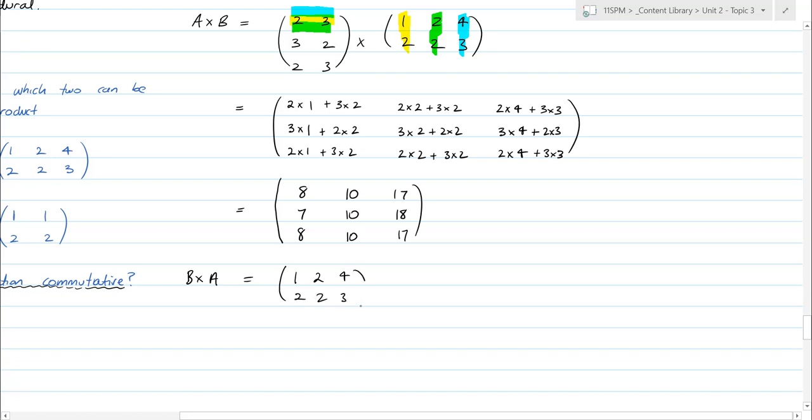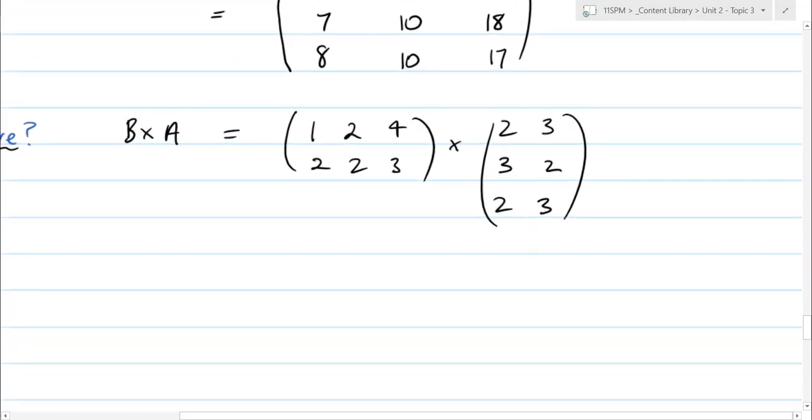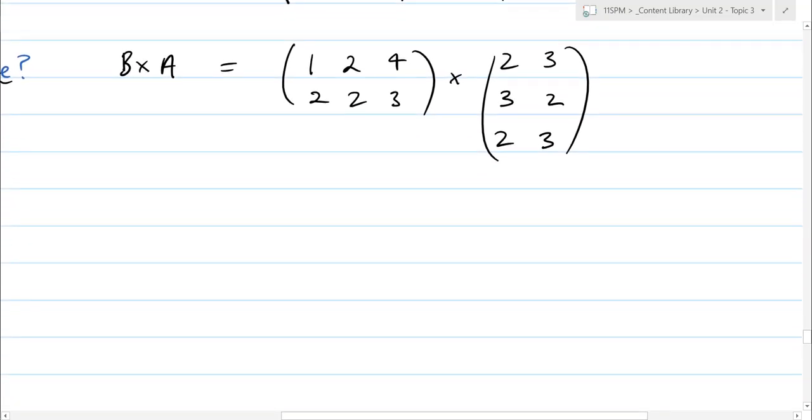Oh my god. It's going to be the same. Okay, there's B times A. I'm going to tell you the answer now, whether it's going to be the same or not. And the answer is, it won't be the same.